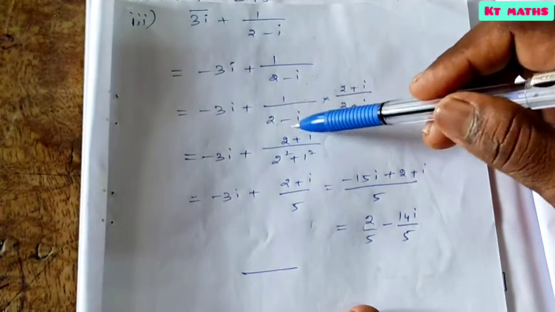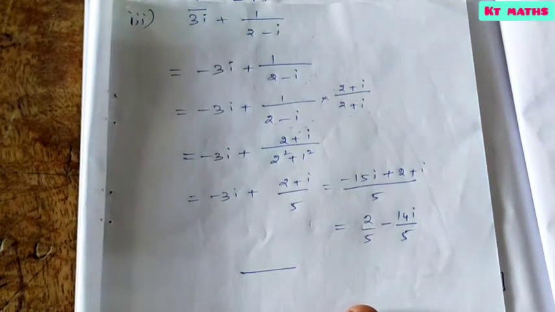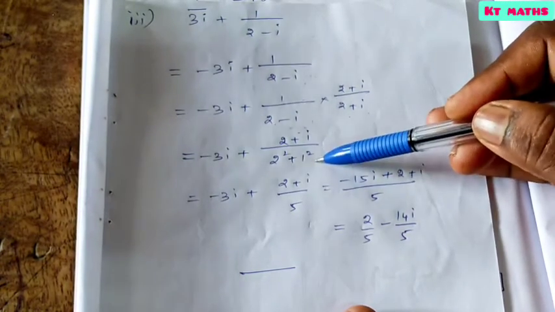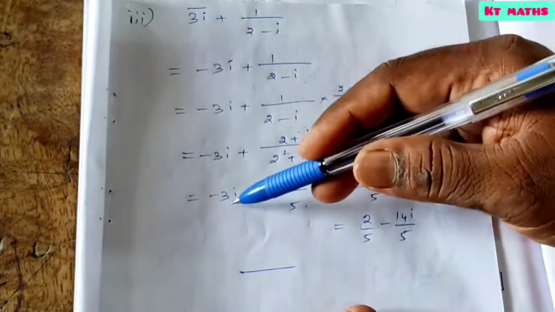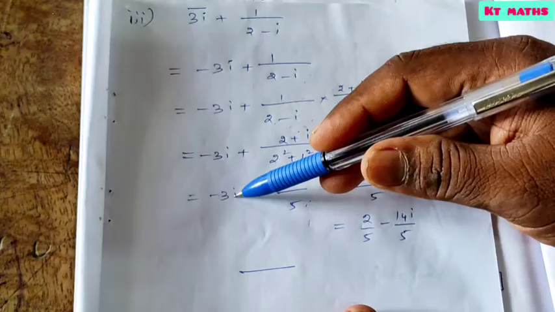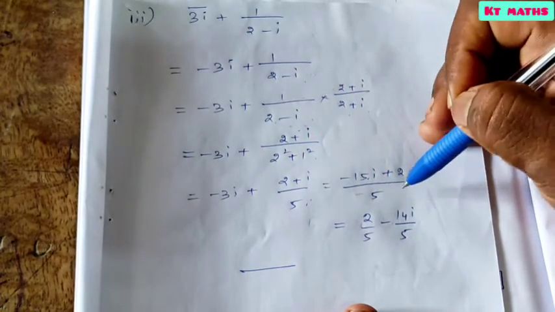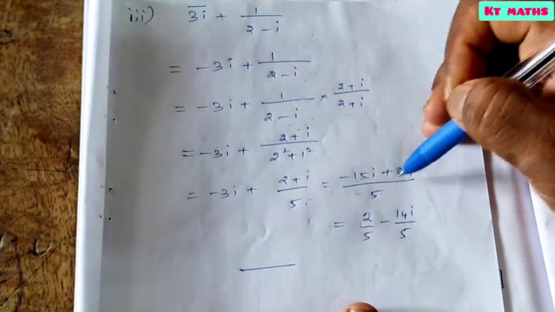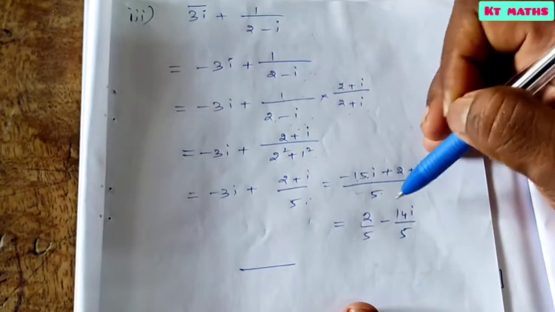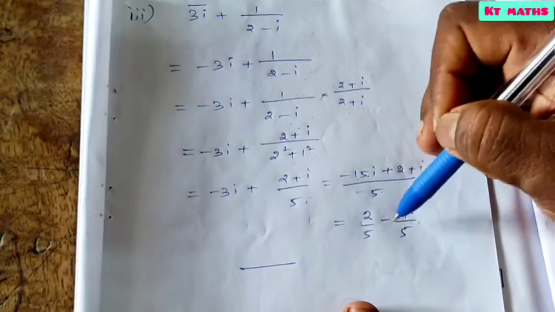Here again, a minus ib times a plus ib, or x plus iy times x minus iy, equals x squared plus y squared. So 2 squared plus 1 squared, which means 5. Now we cross multiply this 5 with minus 3i. So 5 into minus 3i is minus 15i, plus 2 plus i, whole divided by 5. So 2 by 5, and minus 15 plus 1 means minus 14. So 2 by 5 minus 14i by 5, which is in the rectangular form.